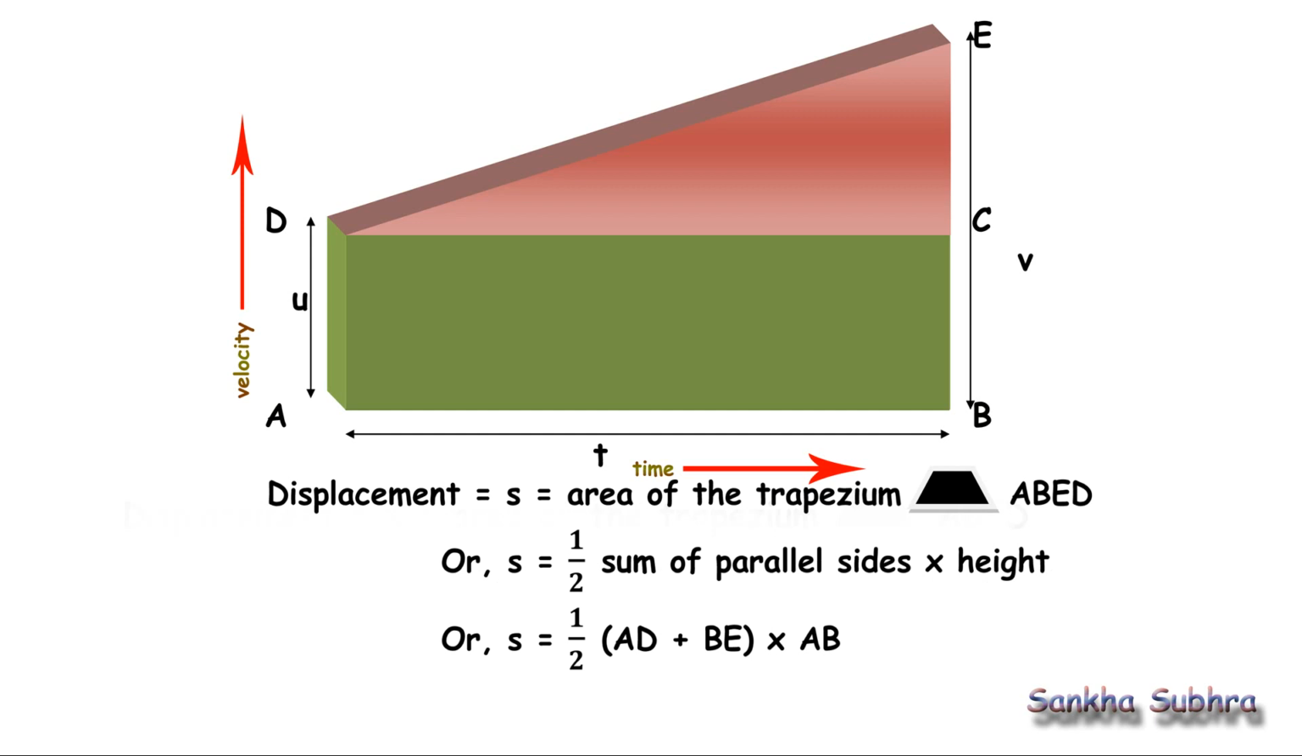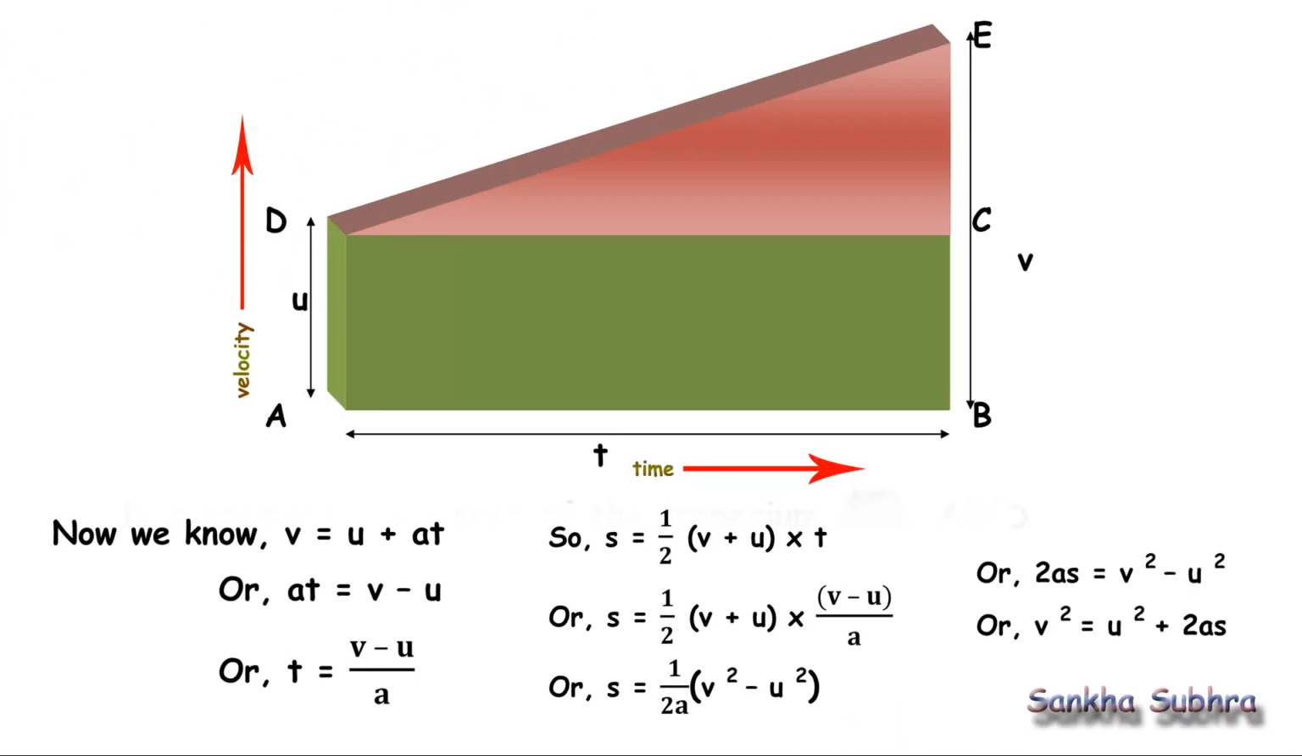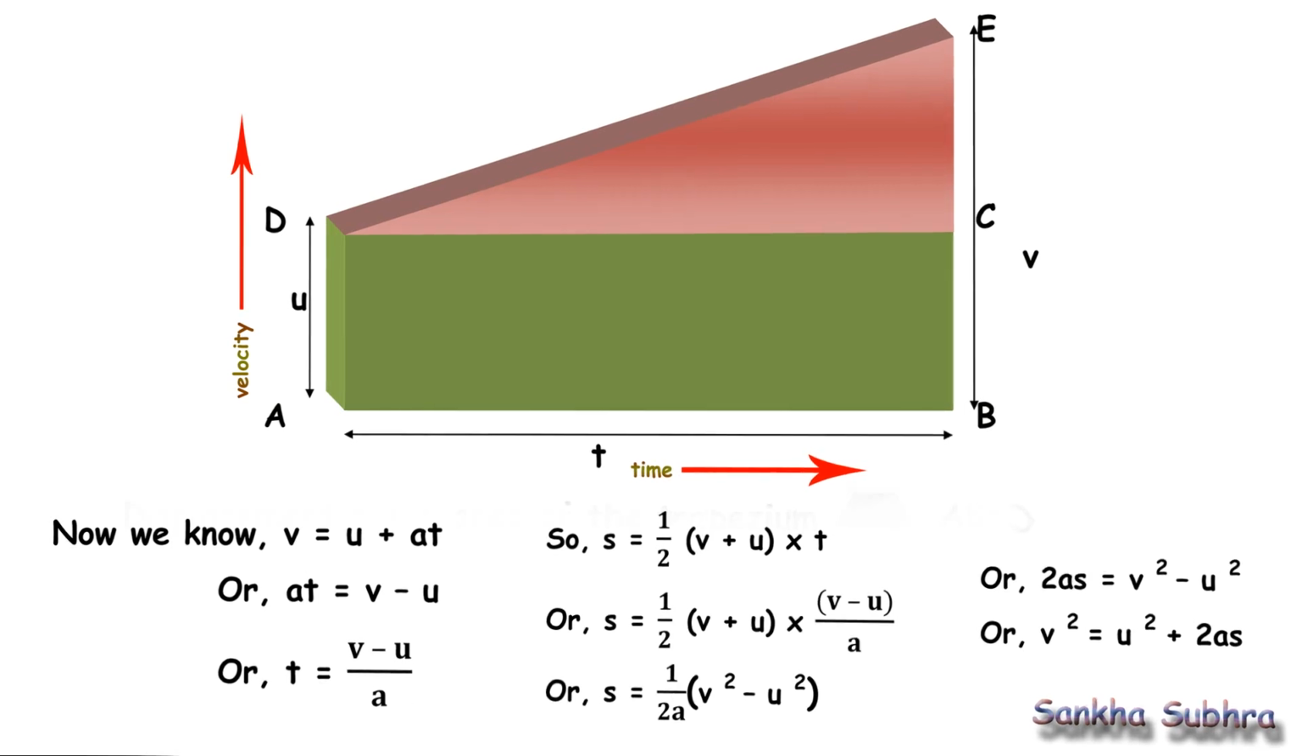So replacing the values of AD, BE and AB, we can write S equals half of V plus U into T. But we know V equals U plus AT. So AT equals V minus U, so T equals V minus U by A. So we can write S equals half into V plus U into T, or S equals half into V plus U into V minus U by A. Simplifying the total factor, we can write V squared equals U squared plus 2AS.